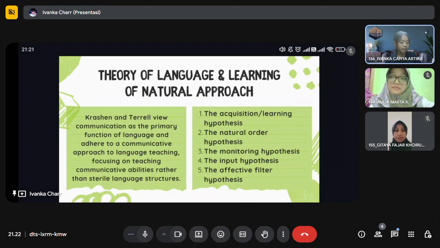And then the fourth one is the input hypothesis. Here, it explains the relationship between what the learner is exposed to of a language and their acquisition of the language. It suggests that people acquire language best by understanding input that is slightly higher than their current level, or what Krashen refers to as the i plus 1 formula. And then the last one is the affective filter hypothesis. Here, it tells how the learner's state of emotion can influence their progress of language acquisition, and it emphasizes the importance of openly wanting to learn the language.